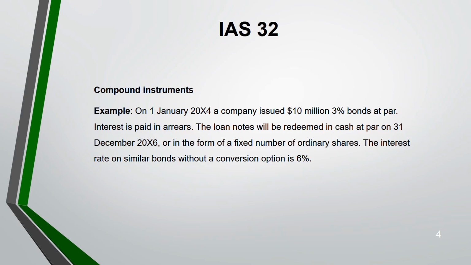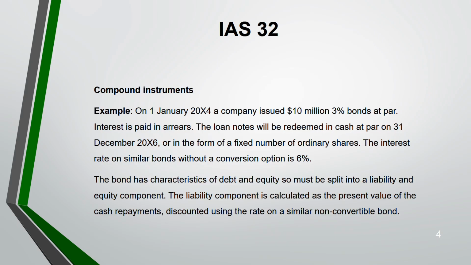First, you have to find out an interest. Let's say you are just having a loan and you want to convert it. You have to find the present value, but without the conversion part. So the interest on a similar bond without the conversion is 6%. So this bond you can see has the characteristics of both debt and equity.